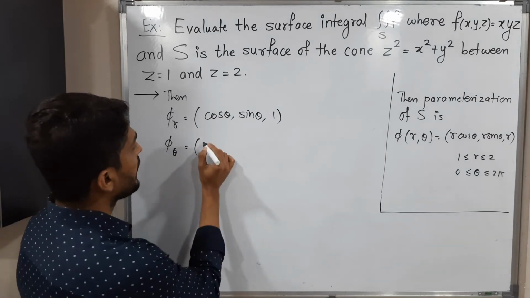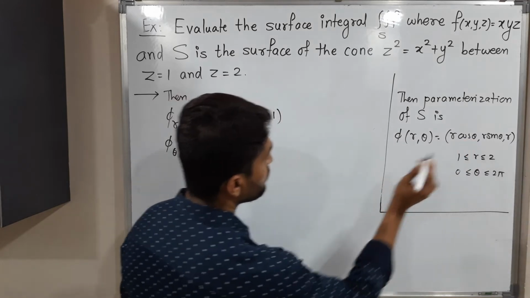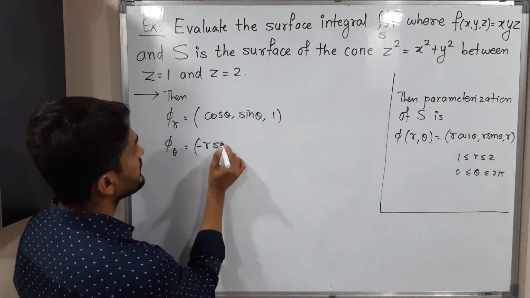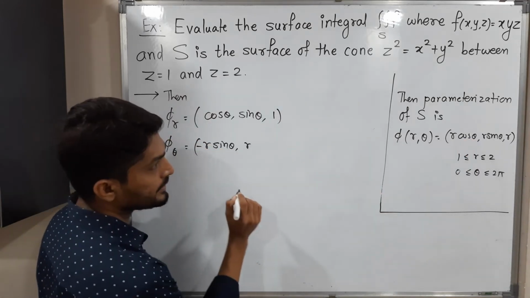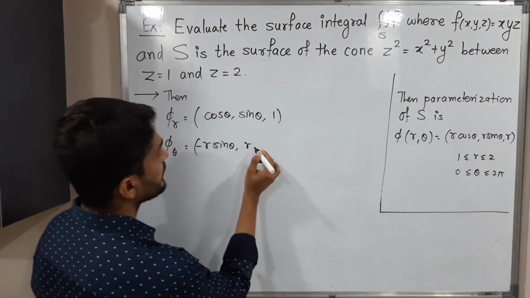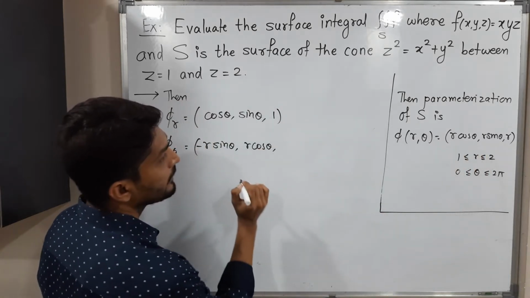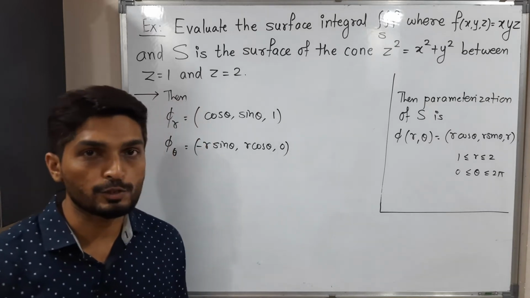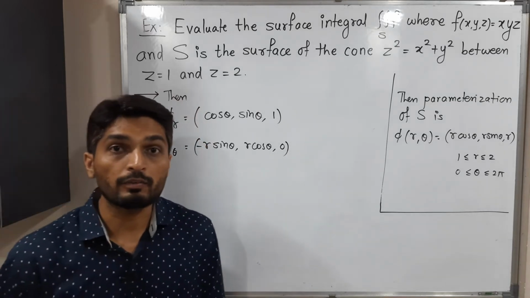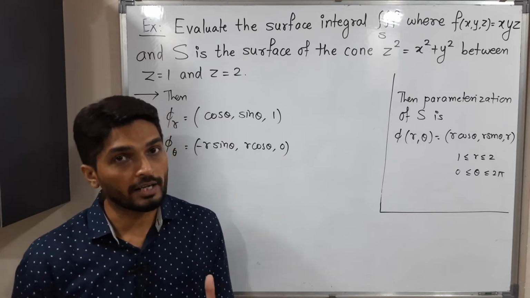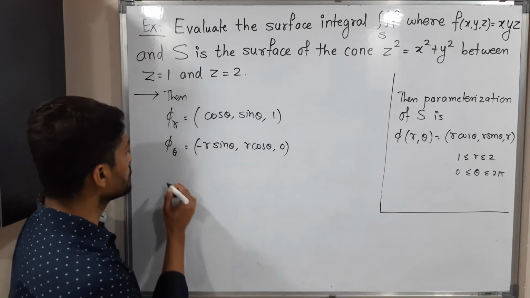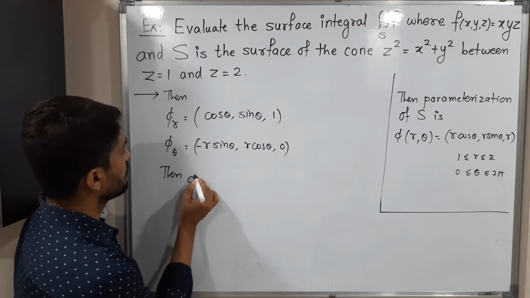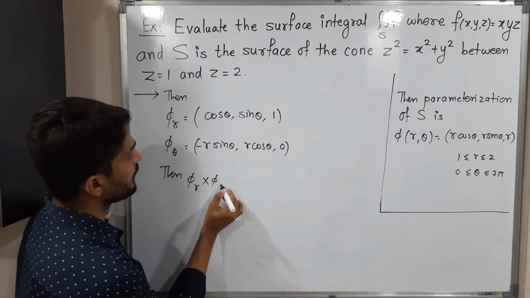So now we will differentiate phi with respect to theta. So this time r is constant. Derivative of cos theta is minus sin theta. R is constant again. Derivative of sin theta is cos theta, and derivative of r is 0 since we are differentiating with respect to theta. So after that we find a cross product of this phi r and phi theta. Let us do. Then phi r cross phi theta.